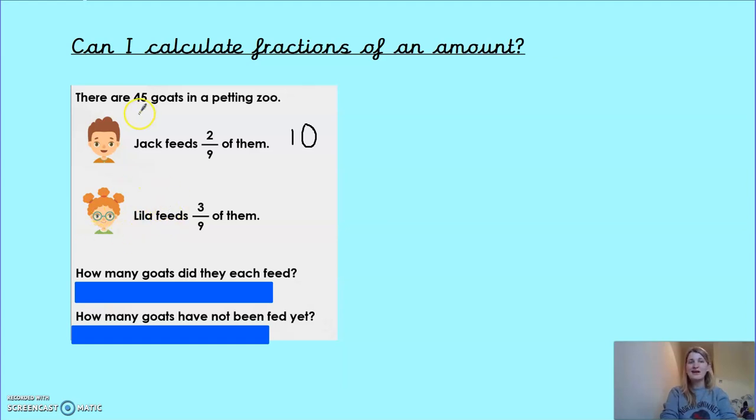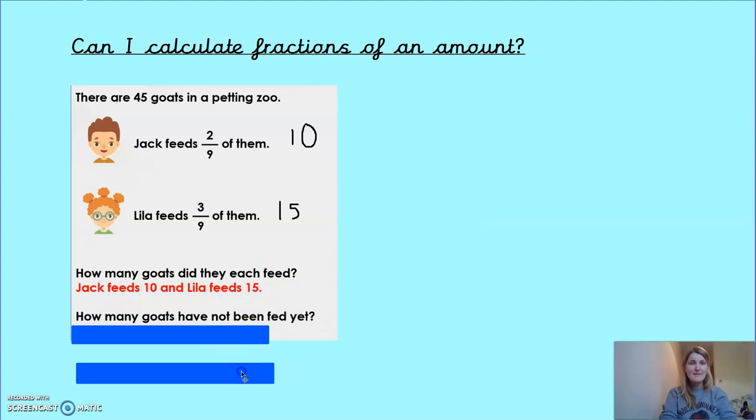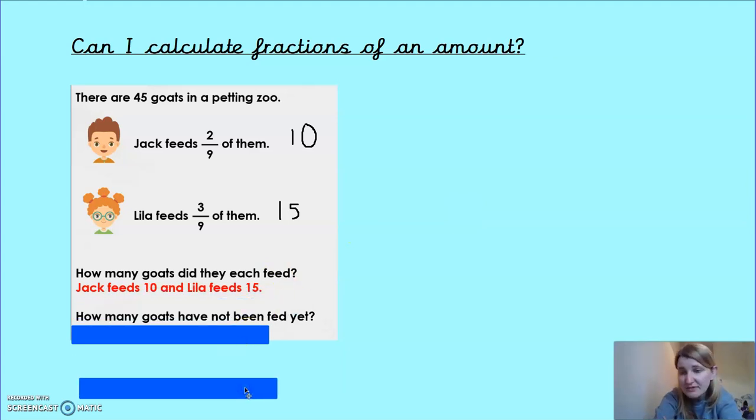Then let's have a look at Lila. Again, exactly the same. Divide 45 by my denominator, which gives me 5. And then for Lila, I'm going to multiply by 3. So 5 times 3 is going to equal 15. Let's just double check those answers. Yeah, perfect.